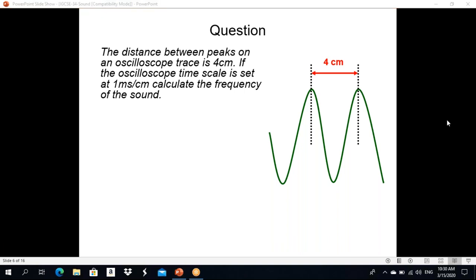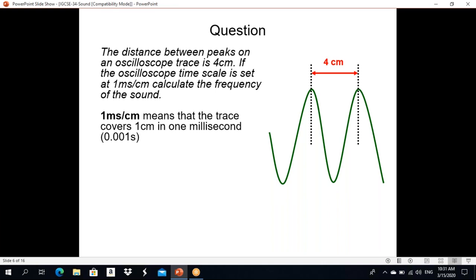Okay, question. Let's solve this question together. So read question attentively, please. The distance between peaks on an oscilloscope trace is 4 centimeters. If the oscilloscope time scale is set at 1 millisecond divided by centimeter, calculate the frequency of the sound wave. So you see that here is 4 centimeters. Look at the arrow, 1 millisecond divided by centimeter. So pause the video, try to solve it yourself. Later I will explain its solution.